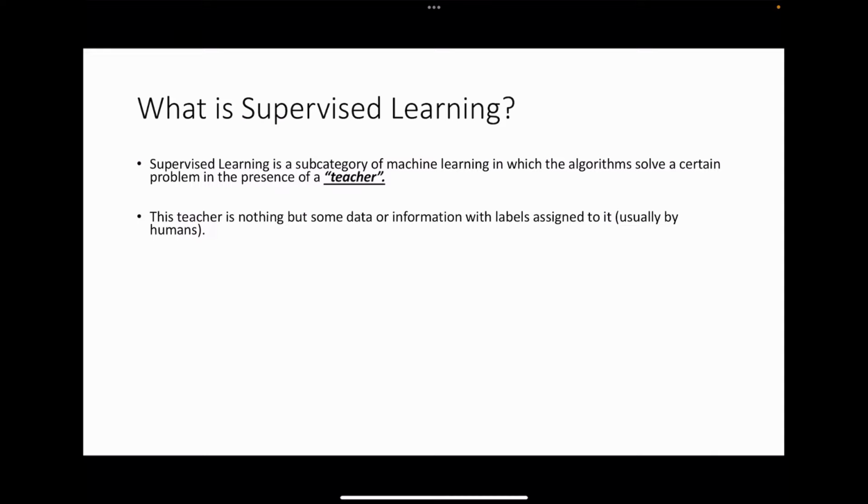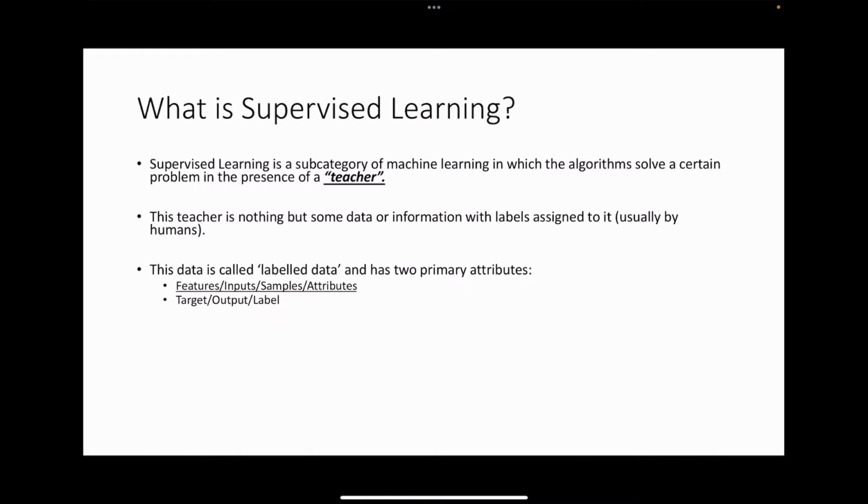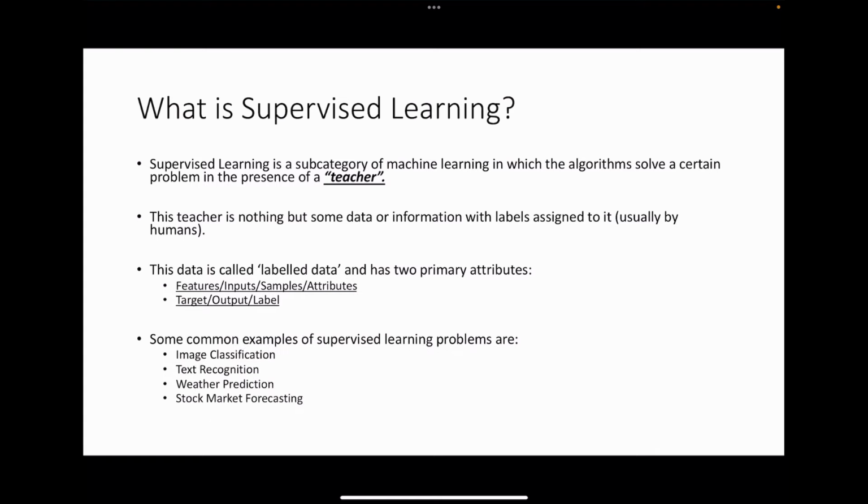This information or data is called labeled data and has two primary attributes: the features, inputs, samples, or attributes, and the second one is the target, output, or label. The features or the inputs help the algorithm to figure out the method by which we want to learn the target output or the label. Some common examples of supervised learning problems are image classification, text recognition, weather prediction, and stock market forecasting. There are many other examples, but these are some of the most prominent ones.